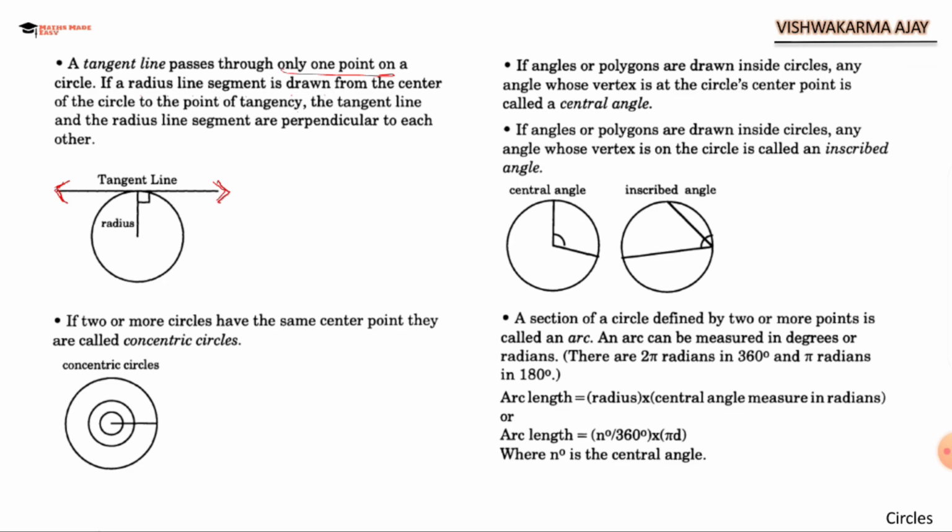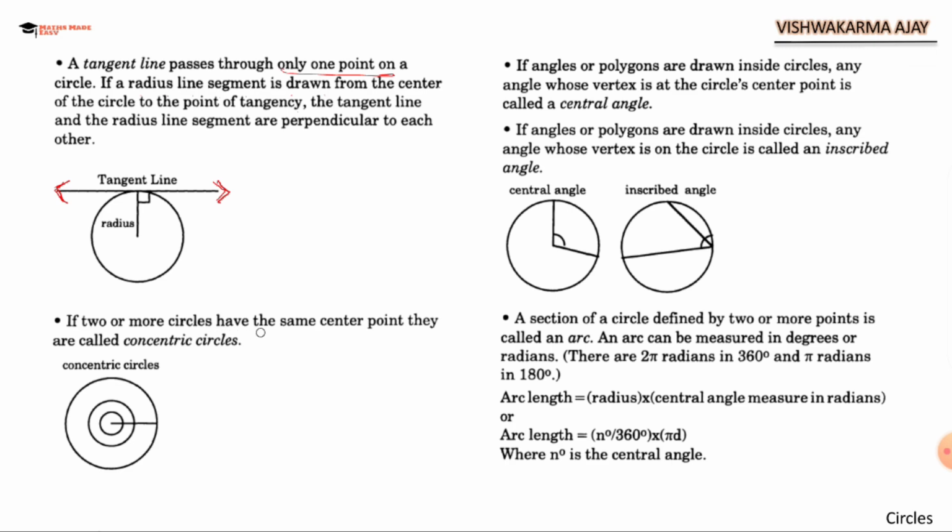A tangent line passes through only one point on the circle. The line is touching or kissing the circle at one point, and if a line from center of the circle to the point is drawn, the angle formed between the radius and the line which kisses the circle is always 90 degree. They are always perpendicular to each other.